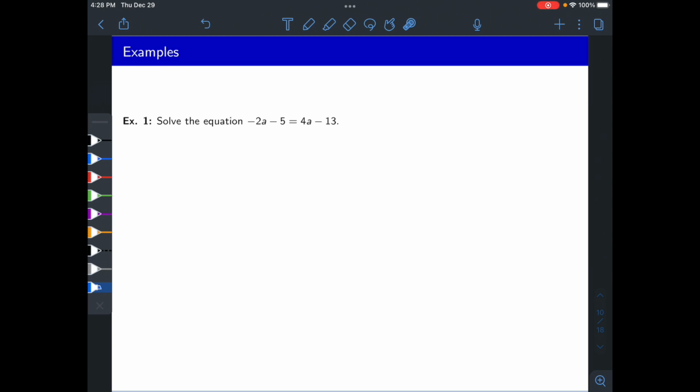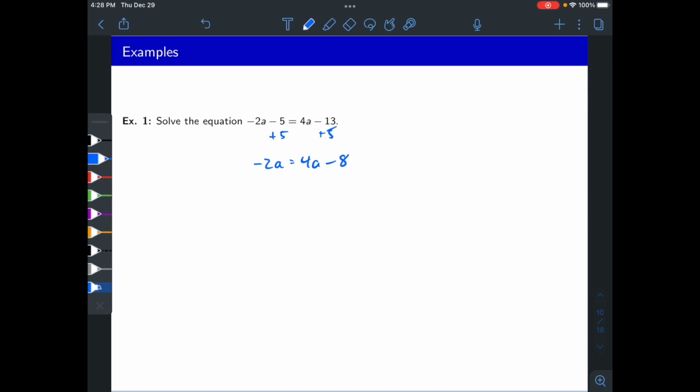All right, so let's solve this equation. Negative 2a minus 5 is equal to 4a minus 13. The first thing you might think to do is put all the constant terms on one side. So maybe let's just add 5 to both sides to get rid of this negative 5 over here. So just bring the negative 5 over to the right. We get negative 2a is equal to 4a, and then what's negative 13 plus 5? That's negative 8.